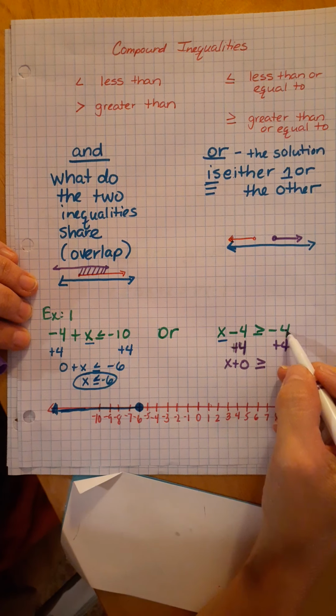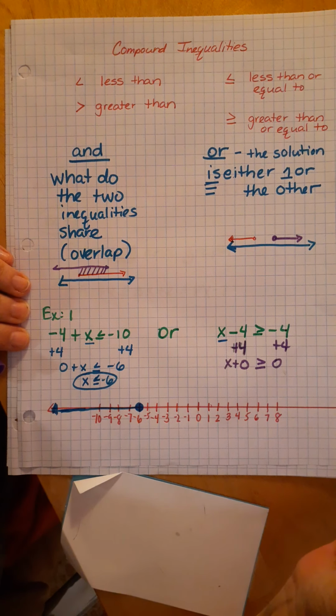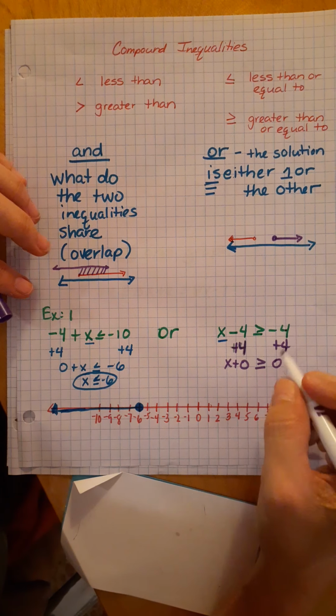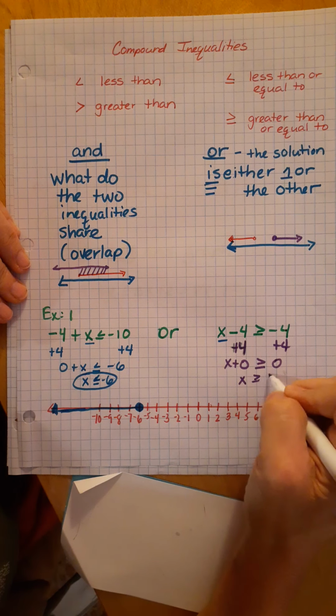plus 4. I owe $4. I have $4 to pay. If I use my money, I don't owe and I don't have. I'm at 0. I'm broke, but at least I don't owe money. X plus 0 is x greater than or equal to 0.